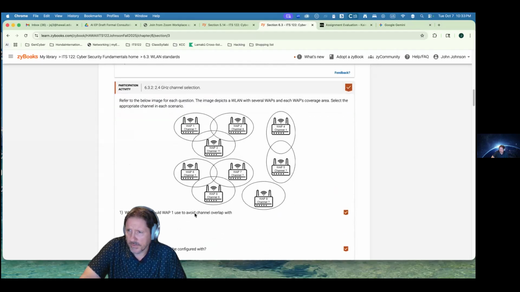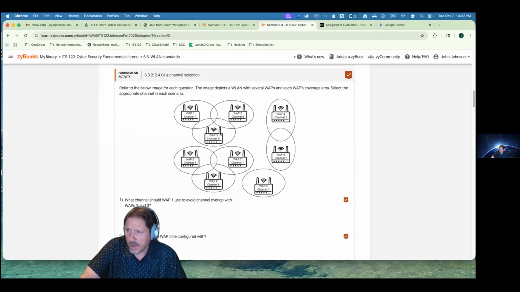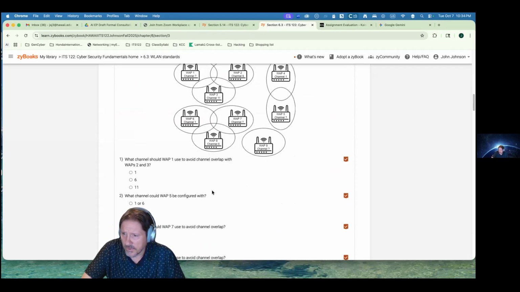So moving on from that, there's going to be some nice graphics here for you to try to tell which channel to use to fix certain ones, like WAP 7 over here. What channel should you use? You've got 6 over here, channel 6, 1. What could you use over here? That would be 11 or 14. 14 if you're in Japan, but 11 if you're not.